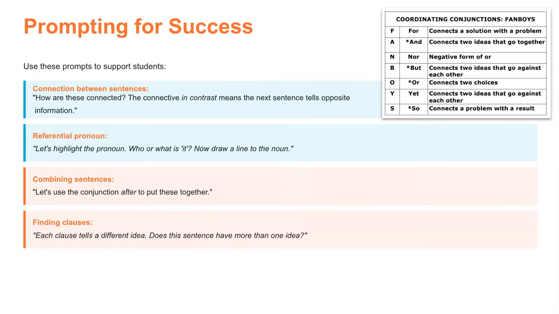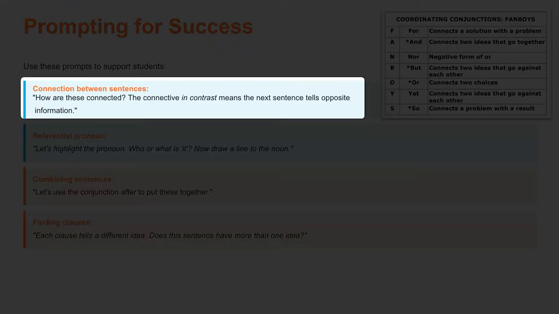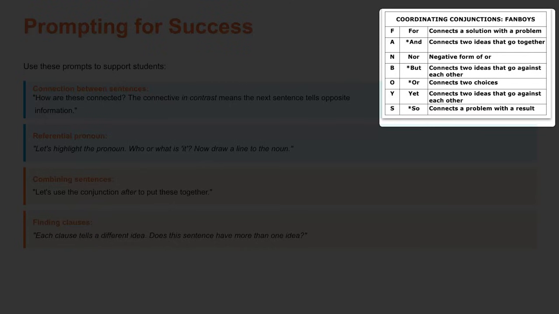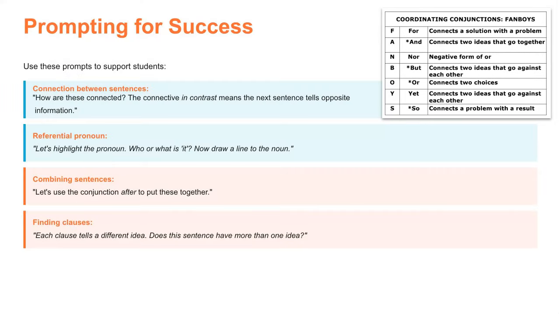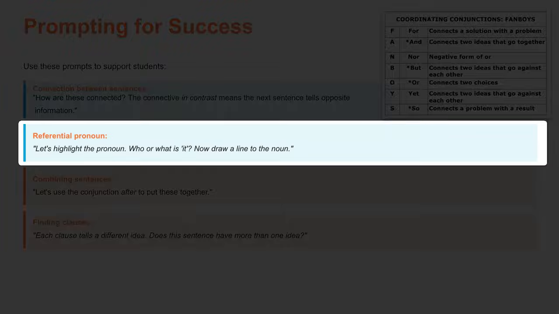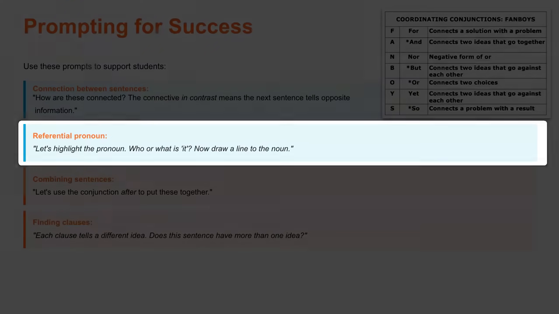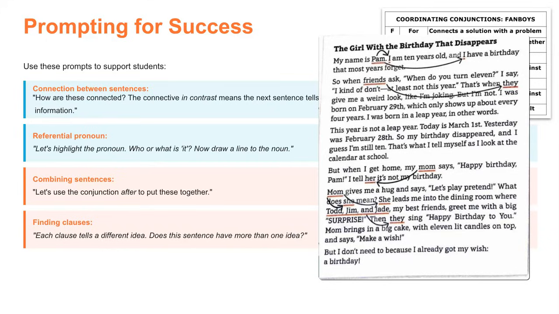Here are some specific prompts you can use when students get stuck. If they don't understand the connection between sentences, you can say, how are these sentences connected? For example, the connective in contrast means the second sentence might tell the opposite information from the first. In the top right-hand corner, you'll see the connections between each one of the coordinating conjunctions that you can use to guide this work. If they don't understand a referential noun, say, let's go ahead and highlight the pronoun. Who or what is it? Now let's draw a line to the noun. This visual strategy is very powerful.